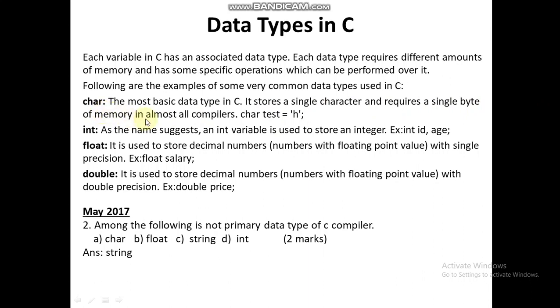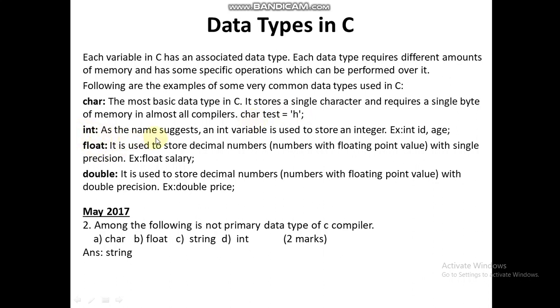How much memory is required? Only 1 byte. Example: char text = 'h'. Any letter, always a single letter, you have to write within single inverted commas. Here text is a variable, the value is h, which is a letter written within single quotation marks, and the data type is char.